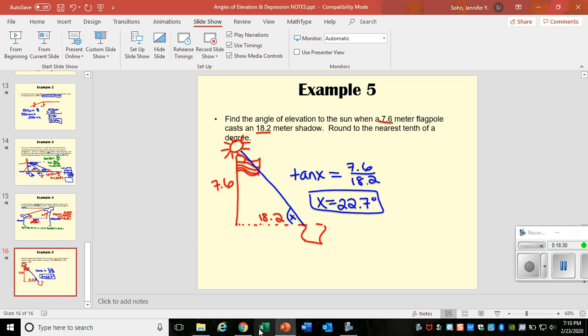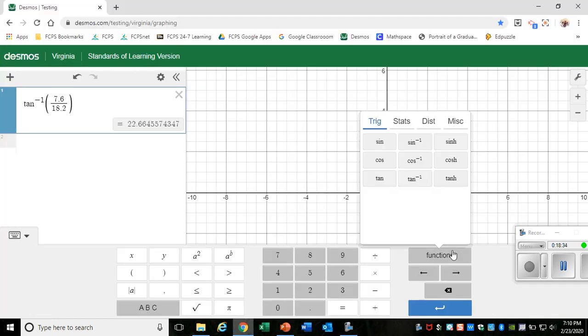So just remember, when you're going from ratio to degrees, instead of just regular tangent, we're going to use tangent to the -1. Same thing for cosine and sine. These are when you're changing the ratio to degrees, and put parentheses around the ratio, okay? So this will be the degrees.